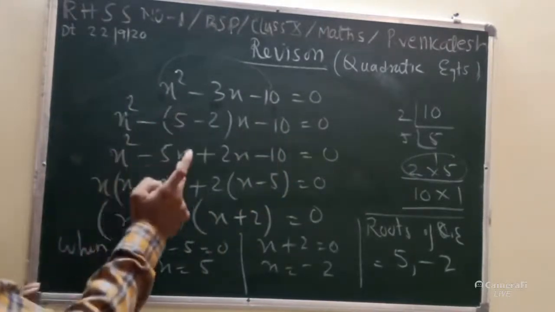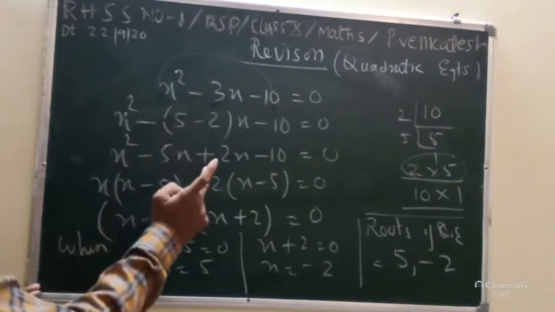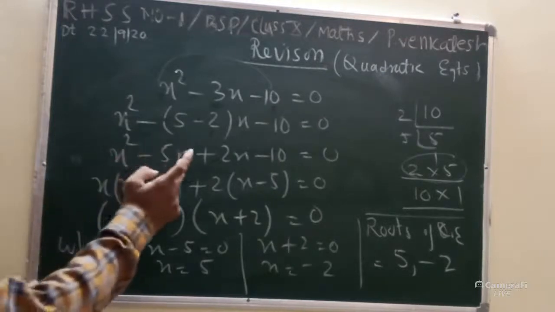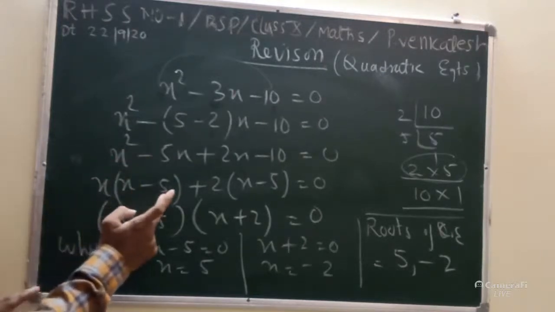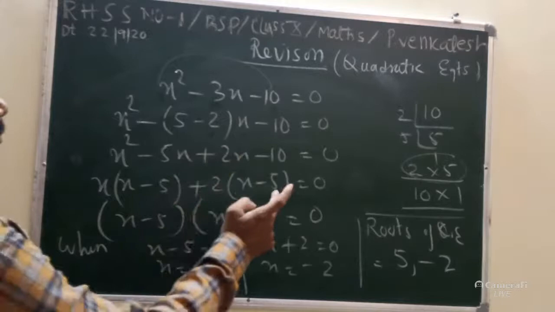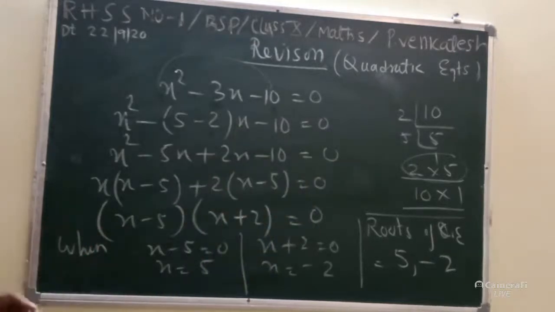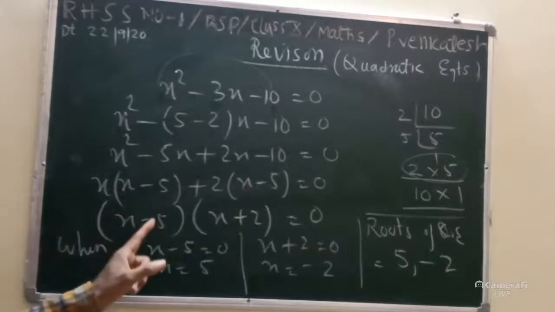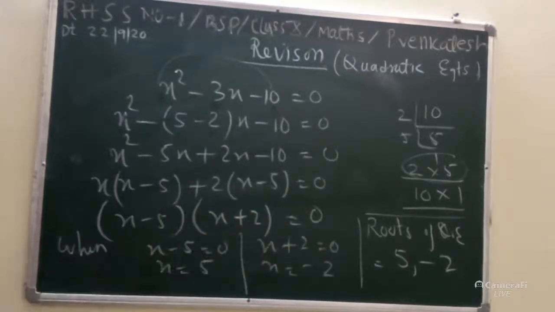Or x square minus 5x plus 2x minus 10 equal to 0. Now what is common over here? x into (x minus 5) plus 2 into (x minus 5) equal to 0. Or you can say x minus 5 is common in both. Take x minus 5 common, then (x minus 5)(x plus 2) equal to 0.